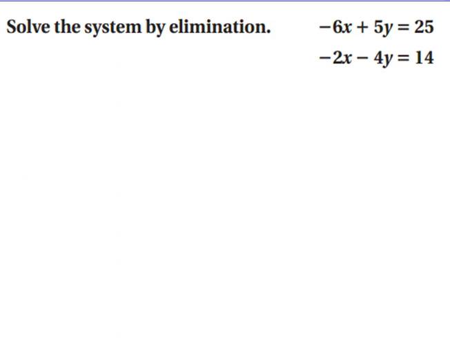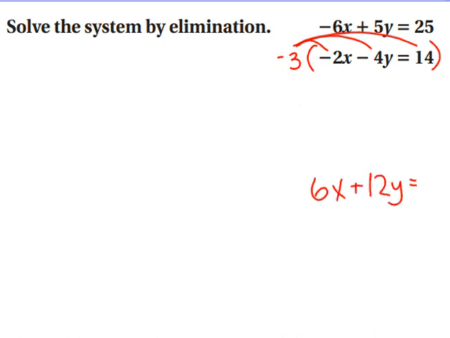So looking at this, if I want to try to get these two to cancel out, if there's a way to change the negative 2 into a positive 6, then they'll cancel. And I can actually change that into a positive 6 by taking every single term in the equation and multiplying it by negative 3. So now if I distribute that all the way through, the second equation would become positive 6x plus 12y equals negative 42.